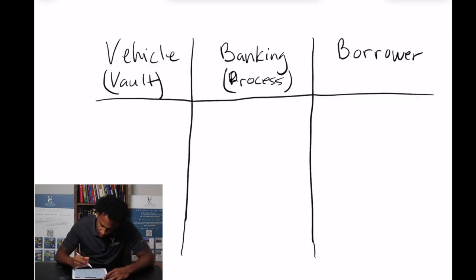So the vehicle is where the money resides. Banking is the process of lending money, and the borrower is who you lend your money to, the person or entity you lend your money to. So we're gonna call this borrower, his name is Bob.